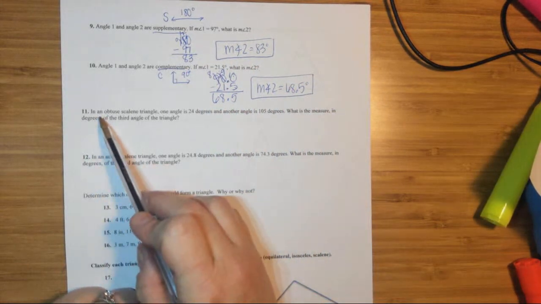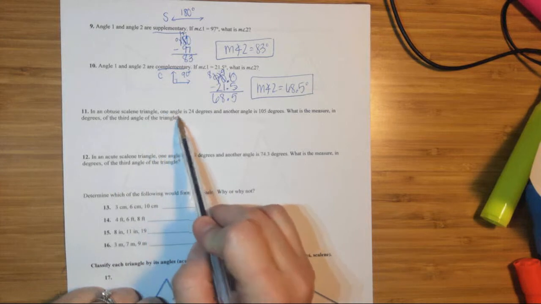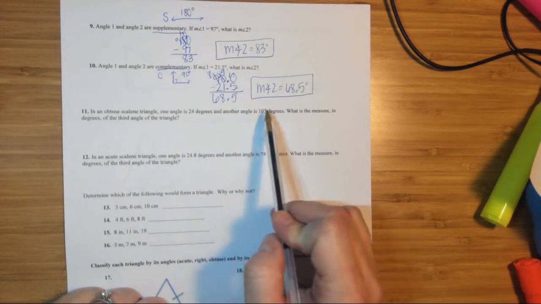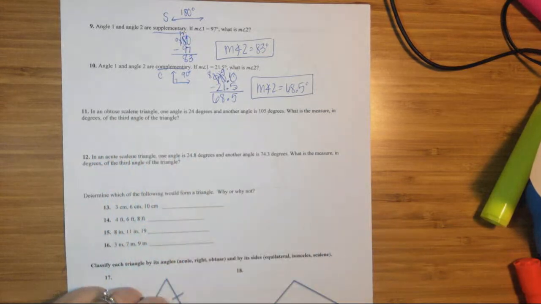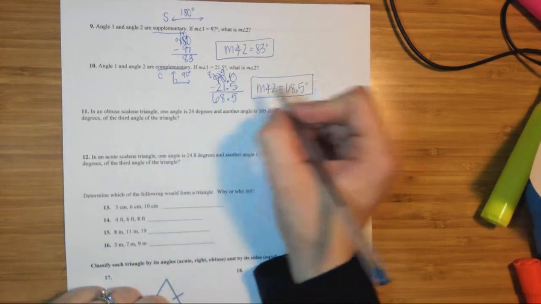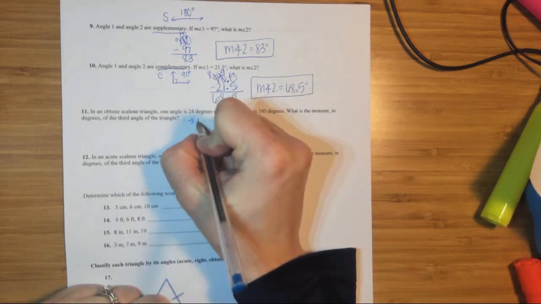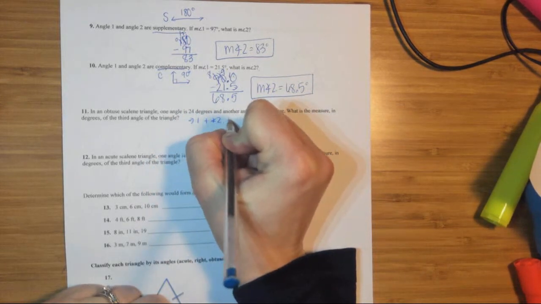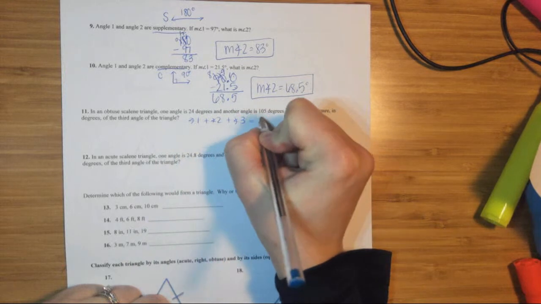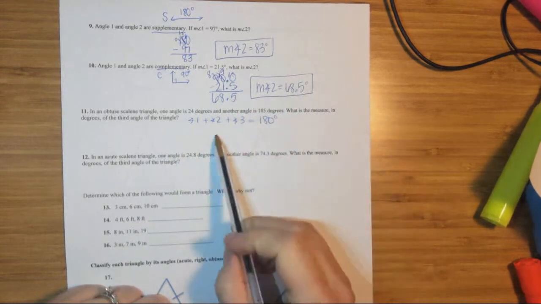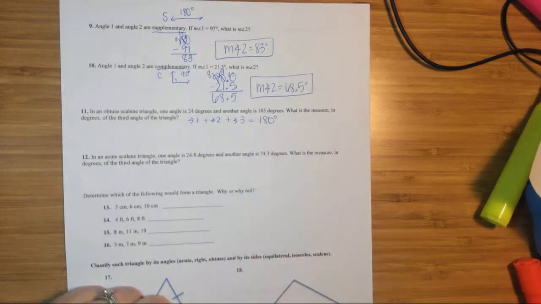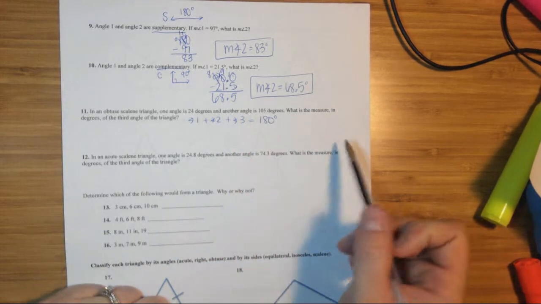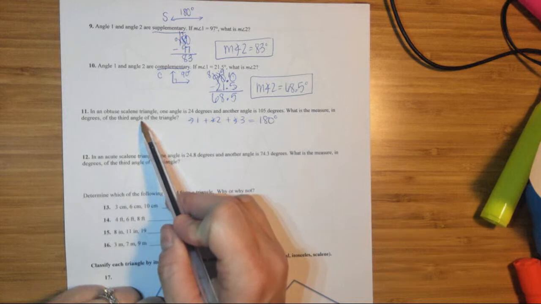Number 11. In an obtuse scalene triangle, one angle is 24 degrees and another angle is 105 degrees. What is the measure in degrees of the third angle of the triangle? Well, I know that all the angles in a triangle have to add up to 180 degrees. So angle 1 plus angle 2 plus angle 3 has to equal 180 degrees. A way for you to remember that is there are 3 angles in a triangle and there are 3 numbers in 180.